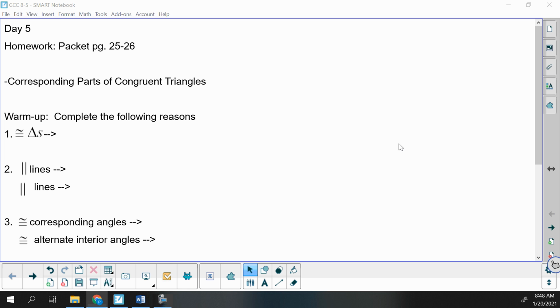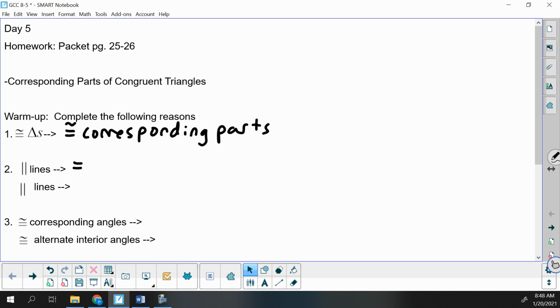All right, so congruent triangles. Once we have triangles congruent, we can do congruent triangles implies congruent corresponding parts. We've got parallel lines could give us one of 2 things. It can give us congruent alternate interior angles, or it can give you congruent corresponding angles.